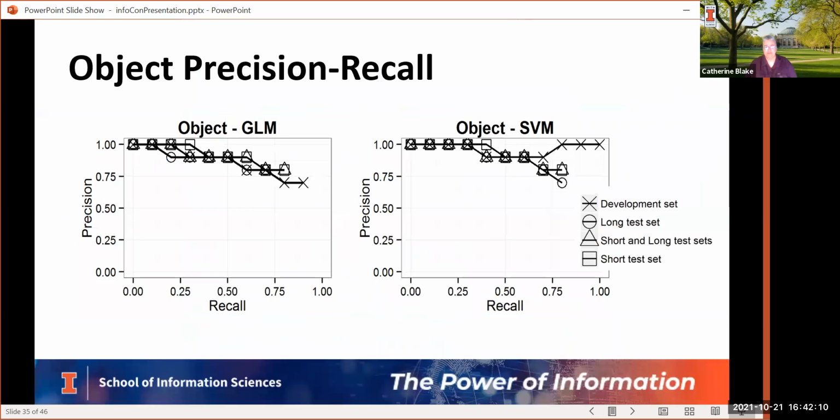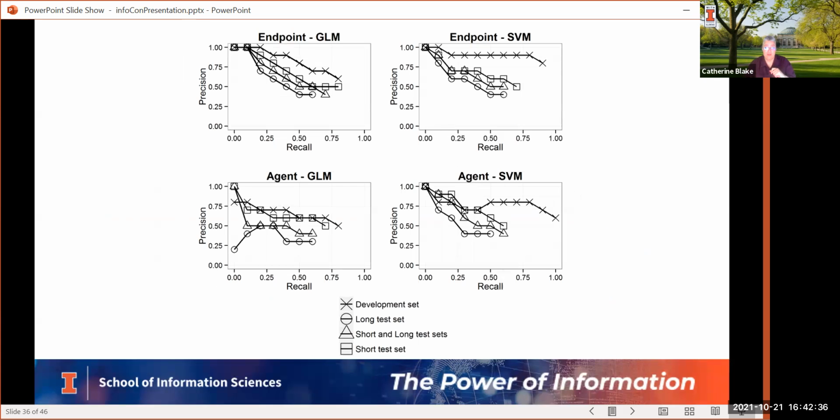So what we did, so this is the original precision and recall. And I'm sort of going to, well, actually, no, we've got a little bit of time here. So I did just want to mention that you can see the development set here has much better performance for the last object. So this is the second entity that we're measuring here. But you can see there isn't that much difference. But when I show you the endpoints and the agent, you see how things really start to drop. So here we've got the little triangle is short and long sentences. The little square is short sentences. So let's have a look at the endpoints for support vector machines.